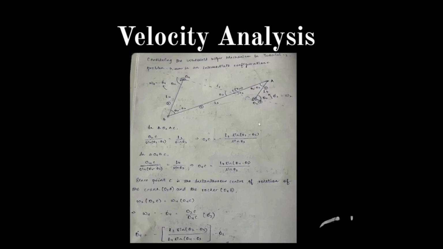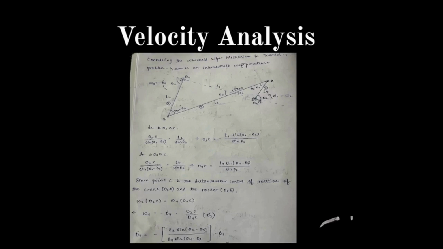The minus sign indicates that the directions of rotation of link 2 and link 4 are not the same but rather opposite. This quantity, L2 sine of (theta 2 minus theta 3) by L4 sine of (theta 4 minus theta 3), is also called the Jacobian.